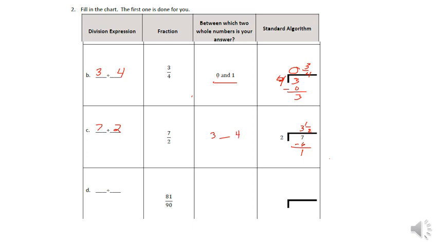This one here, I have 81/90. I can tell right now just by looking at this, this is going to be between 0 and 1 because it's a fraction, and the numerator is less than the denominator, so it's less than 1. So now we have 81 divided by 90, which ends up being 0. 0 times 90 is 0, 81, and you ended up with 81/90.